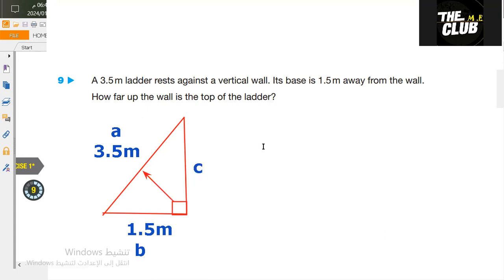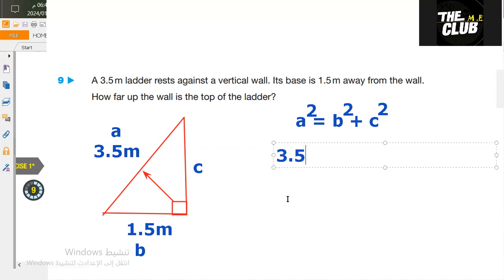Now we write the Pythagoras rule: A squared equals B squared plus C squared. Now the square on top of each one. We know this is A, so it's going to be 3.5 squared. Here, this equals B, which is 1.5, so we say 1.5 squared. Don't forget the power, it's very important. And then C, we don't know it, so we write plus C.